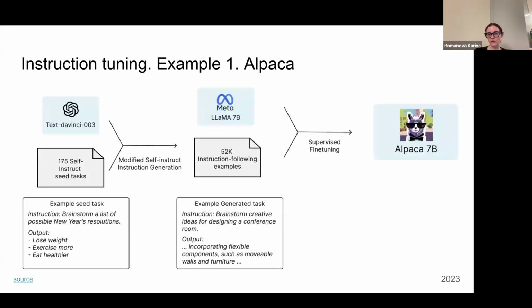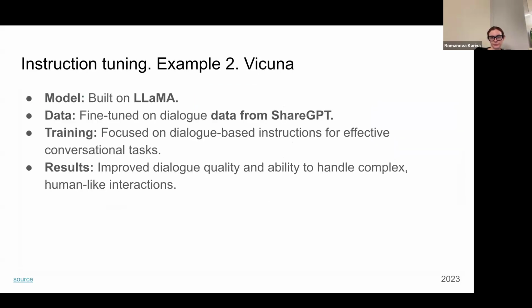The development of Alpaca illustrates the practical application of instruction tuning. By leveraging a large dataset of instruction-response pairs, the model was able to learn how to interpret and respond to a wide range of directives. This approach showcases how instruction tuning can be used to adapt pre-trained models to perform specific tasks more effectively, highlighting its potential in creating AI systems.